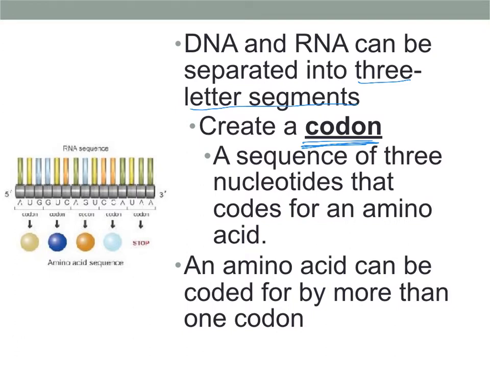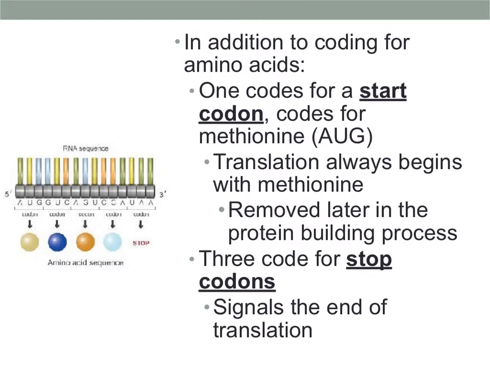An amino acid, remember there's only 20 amino acids, can be coded for by more than one codon. There's 64 different codons. We'll get into those in a minute. But there's only 20 amino acids, so some of these would have more than one codon for a specific amino acid. Along with coding for the 20 different amino acids, one codon codes for something called a start codon.